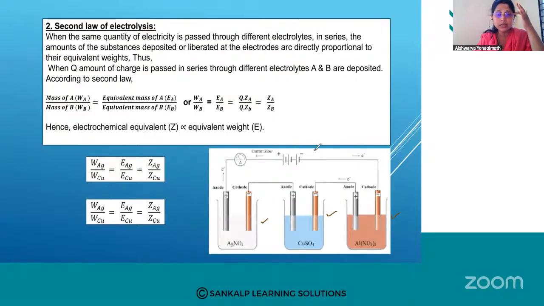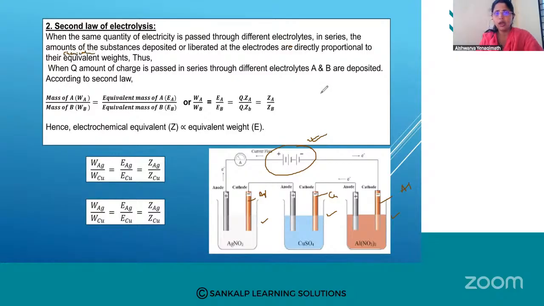So if you are passing the same amount of current, see, the entire circuit is connected to one battery. Potential difference is only same. So if you are passing the same quantity of electricity through different electrolytes, this is Ag rods dipped in silver nitrate, this is copper rods dipped in copper nitrate, this is aluminum rods dipped in copper sulfate, aluminum rods dipped in aluminum nitrate. In such a case, when you have connected them in series, the amount of substances deposited at electrodes are directly proportional to their chemical equivalent weights.